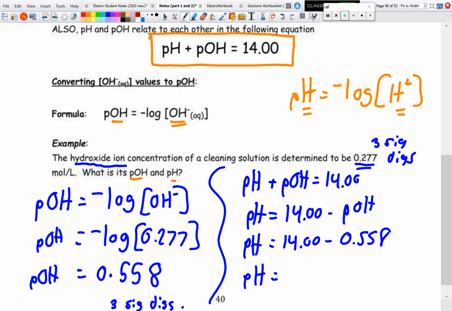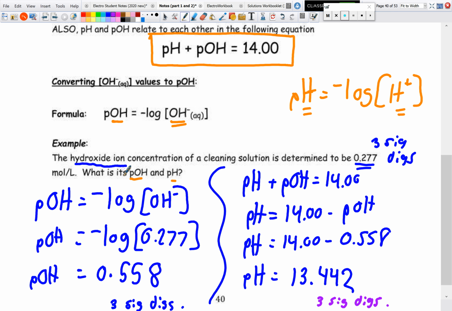in this case right here, oh, sorry, just one second, gotta find my answer here, and we get 13.442. Now, this should kind of make sense, because we know we have a basic solution here, and the concentration of hydroxide is really high, so we have a really high pH, so it's very close to 14 here. And of course, because this is a pOH, we still have our 3 significant digits as well.